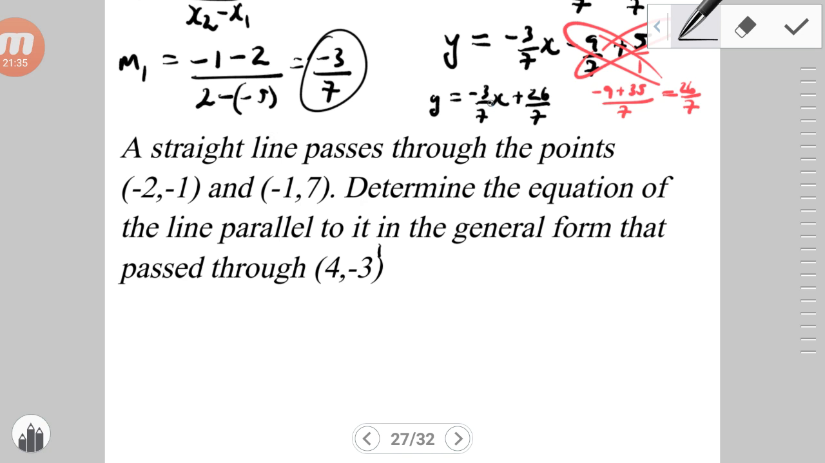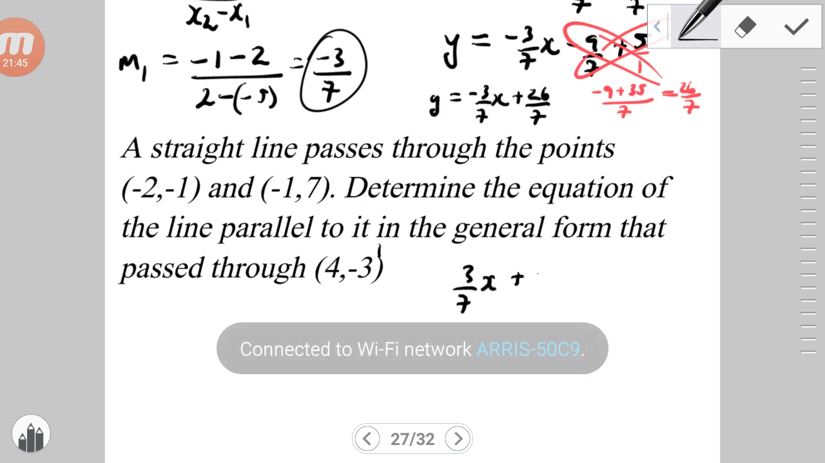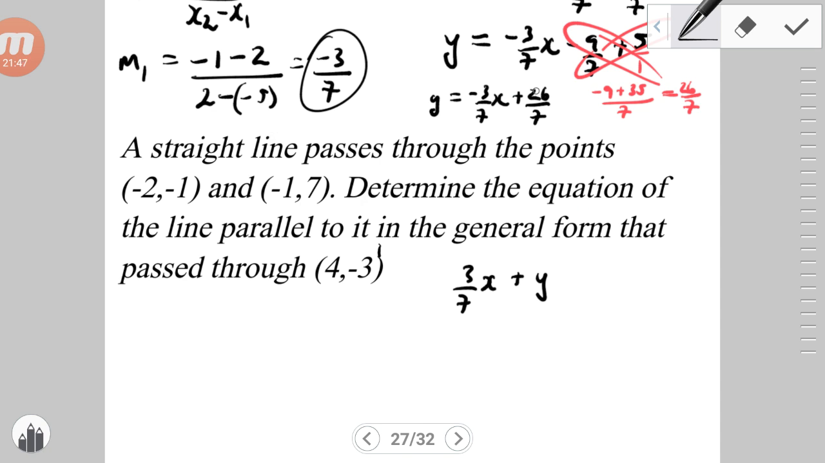So I'm just gonna transpose the negative 3 over 7x over here. So I'm gonna get positive 3 over 7x. I already have the y here, so that's gonna be plus y. And I'm gonna transpose the 26 over 7 to the left also. I'm gonna get minus 26 over 7, and that's gonna be equal to 0.